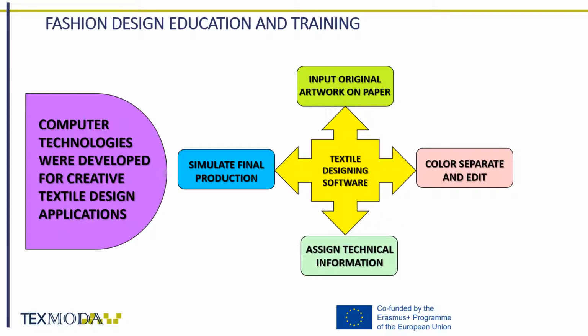More advanced developments in general computing had a dramatic impact on the maturation of designing software. Thus, textile designing software systems were able to input original artwork on paper, color separate and edit, simulate for the final production, and assign technical information for production.